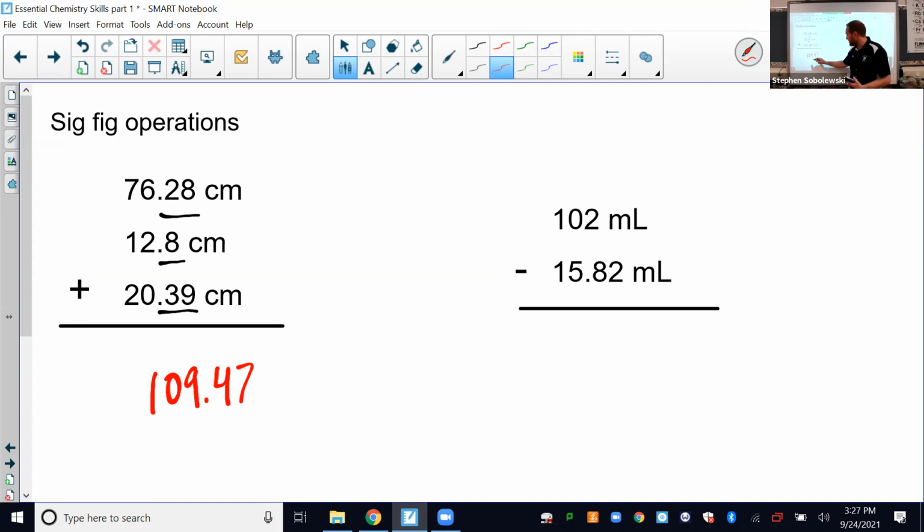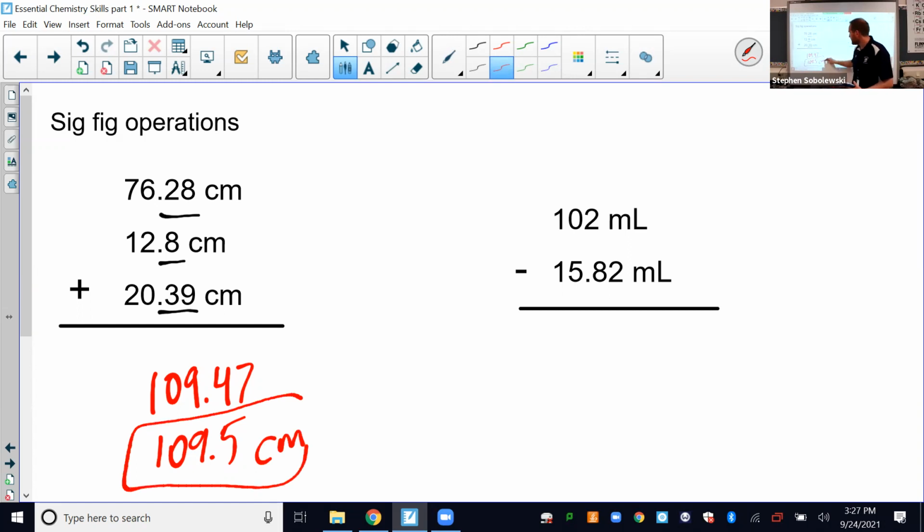How do we round this to the tenths place? 109.5. And my unit is just centimeters. Now you might say, hold on, did you just create an extra sig fig? Because I had 4 sig figs, 3 sig figs, 4 sig figs. Well, yes, I did. But remember, we don't think about sig figs when we add or subtract. This is the correct measurement. I limited myself to the tenths place, which is the lowest quality measurement. This is exactly how you need to do this.